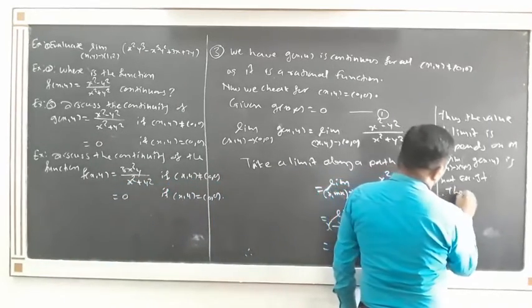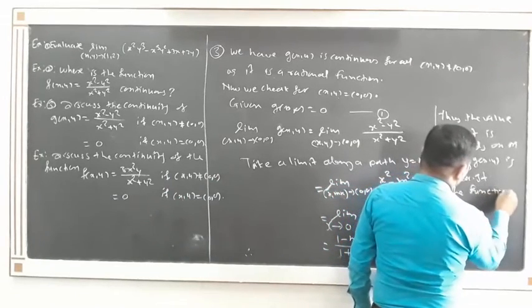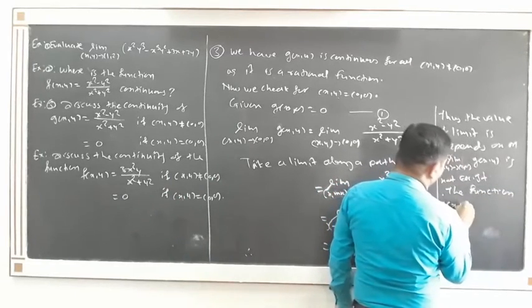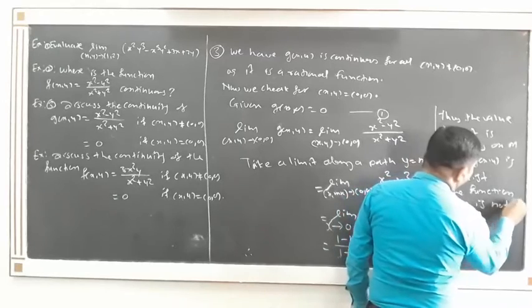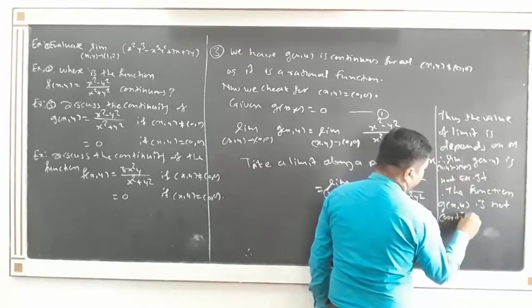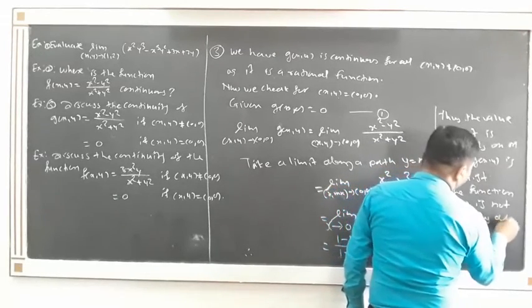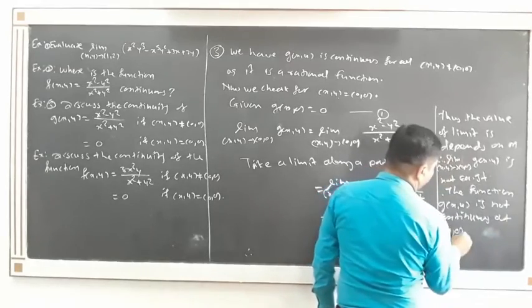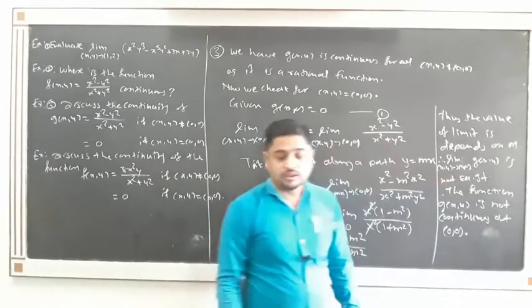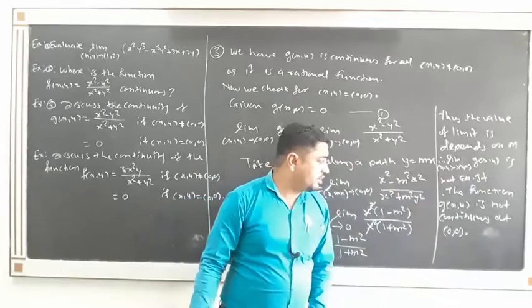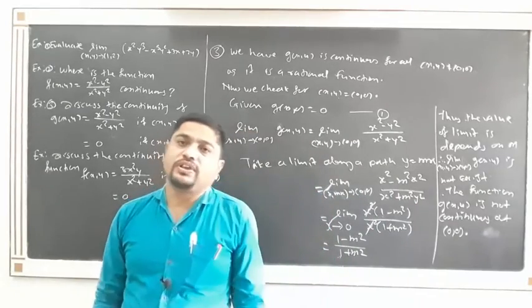Therefore the function g of xy is not continuous at 0, 0. So what we can say is that it is not continuous, or discontinuous, we can write.